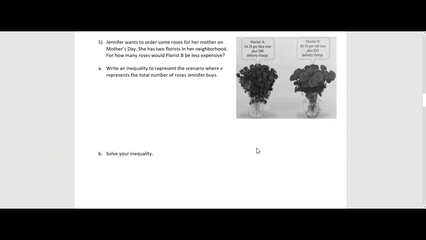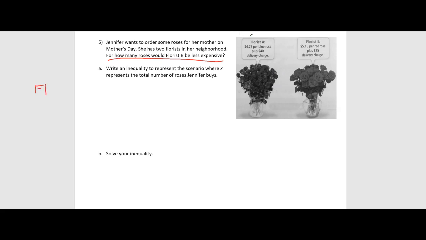Let's do one more. Well, I think we actually may do 2 or 3 more. We are going to do number 5. So it says Jennifer wants to order some roses for her mother on Mother's Day. She has 2 florists in her neighborhood. And the question is, for how many roses would florist B be less expensive? So we want florist B to be less expensive than florist A. So we're going to write out an inequality to represent the scenario where X represents the total number of roses Jennifer buys. So I'm going to start with this sentence right here. For how many roses would florist B be less expensive?